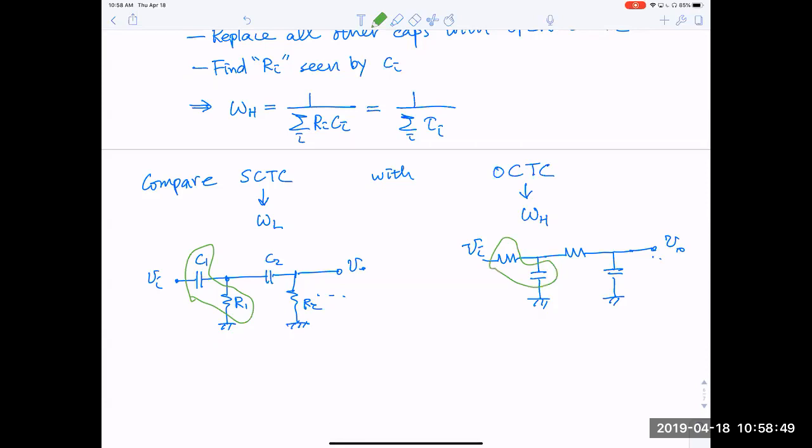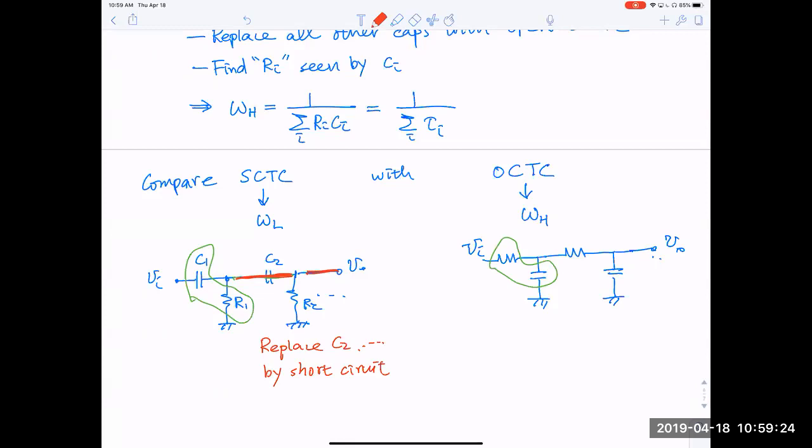How should we treat the other capacitor? Well, we still need to reach VO. So this means we have to replace C2 and so on by short circuit. Otherwise, you don't get to VO, right?